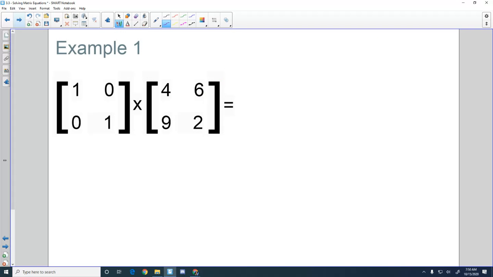Okay, so here's the first example of the day. I'd like you to multiply these two matrices together. All right, so remember rows and columns, rows and columns. So you have 1, 0, 0, 1 times 4, 6, 9, 2. Since these matrices are both 2 by 2s, yes, they can be multiplied together. There is a defined product.